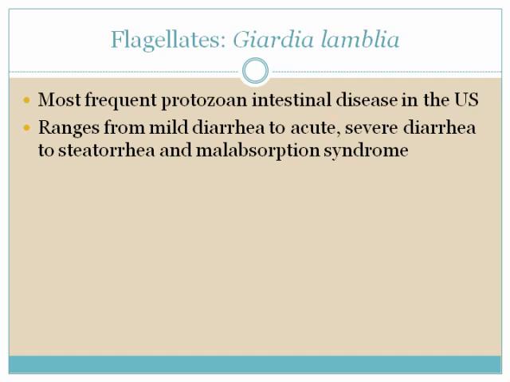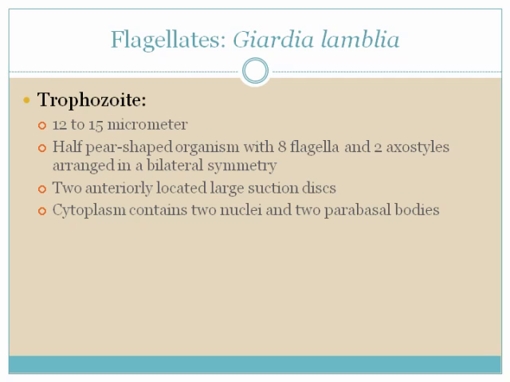Giardia lamblia is the most frequent protozoal intestinal disease in the U.S. It ranges from mild diarrhea to acute severe diarrhea to steatorrhea and also malabsorption syndrome. The trophozoite of Giardia lamblia is 12 to 15 micrometers. It is pear-shaped with 8 flagella, 2 axostyles arranged in bilateral symmetry, and it has 2 suction discs. The cytoplasm contains 2 nuclei and 2 pale bodies.